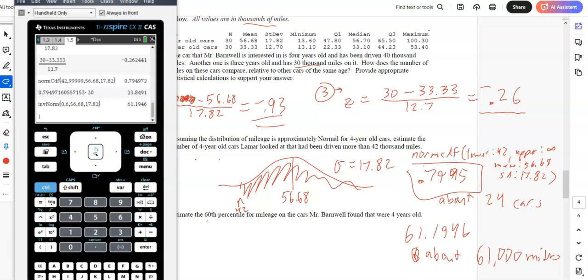And again, you want to show your work here. So you want to say inverse norm. When using inverse norm, always show your work. 56.68 and 17.82. And that's going to be the area, that's going to be the mean, and that's going to be the standard deviation.